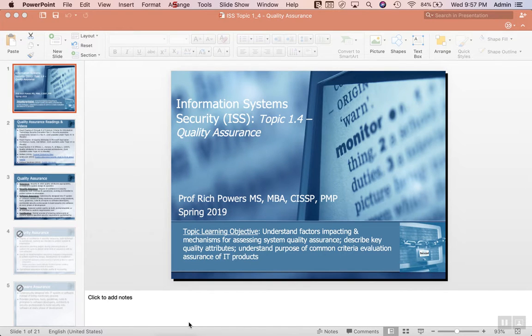Okay, welcome back to Information System Security, topic 1.4. This particular topic area, we focus on quality assurance. Some of what we're going to talk about are the factors impacting and mechanisms for assessing quality assurance, what we mean when we talk about quality attributes, and the concept of a Common Criteria evaluation for assurance of IT products.